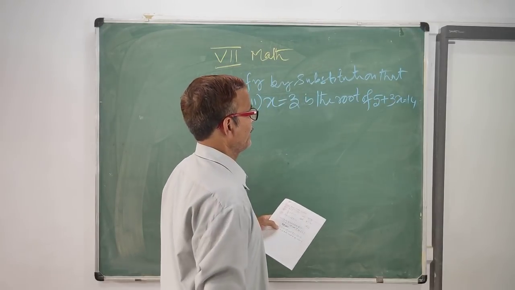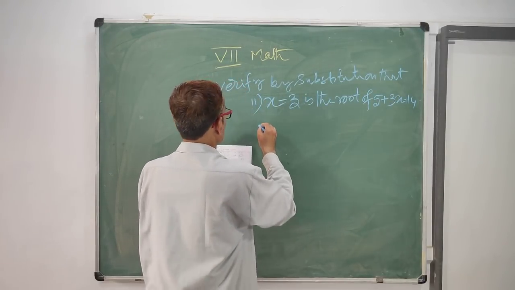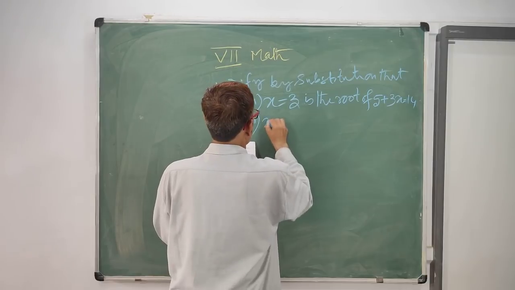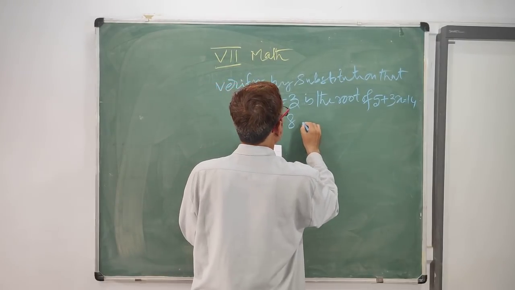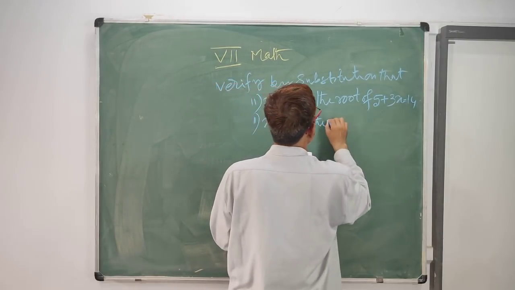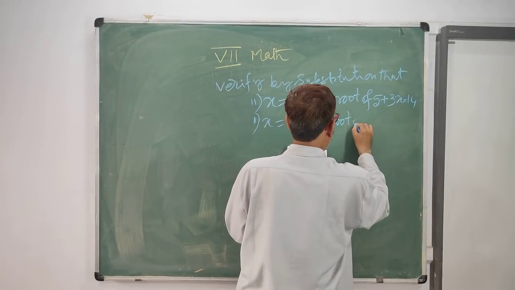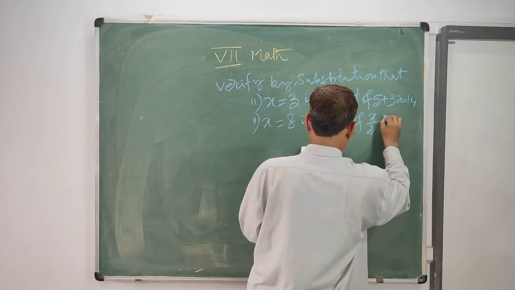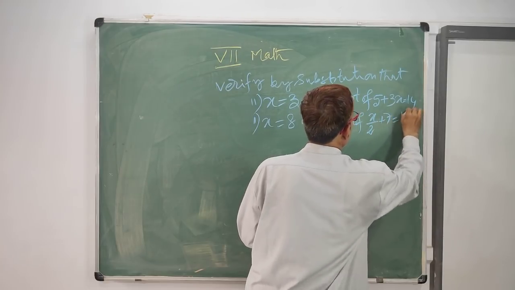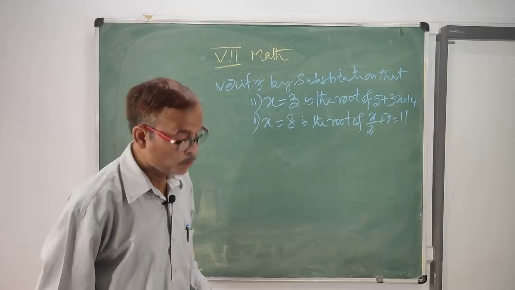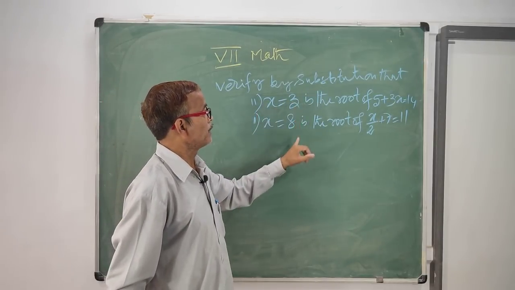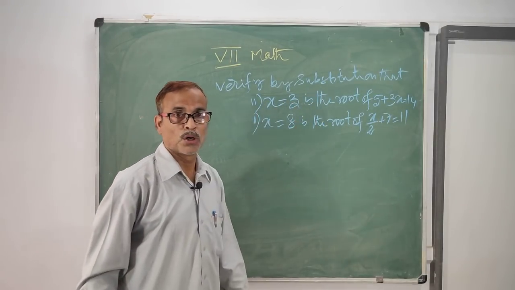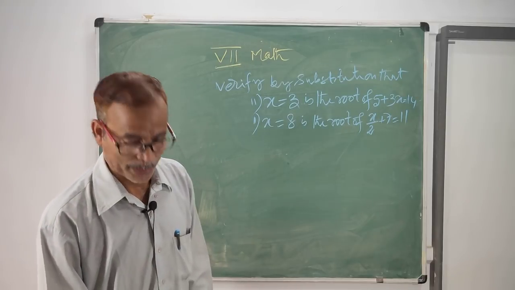Five plus 3x equal to 14. Question number 3. x equal to 8 is the root of x by 2 plus 7 equal to 11. So finding the root of an equation is called solving a linear equation.